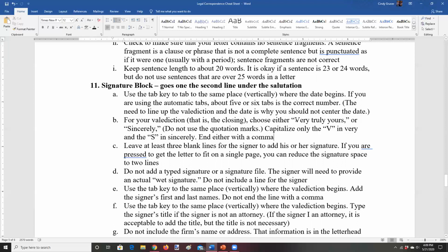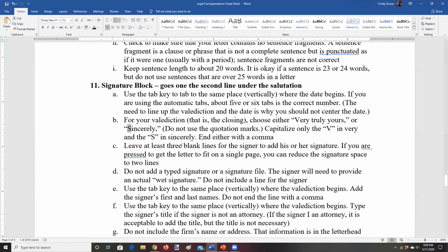So when you're using this, you're going to capitalize only the first letter. So only the V, not the T or the Y. And obviously, sincerely is just one word, so only the S. Then we're going to close it with a comma. Now, we use the comma whether it's a personal letter or it's a professional letter, a business letter. So this doesn't change to a colon because it's a professional letter. Okay?